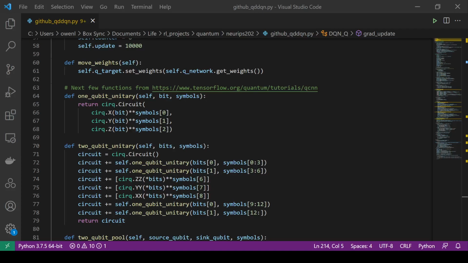So yeah, here's the code for the plain Atari with hybrid quantum classical reinforcement learning.